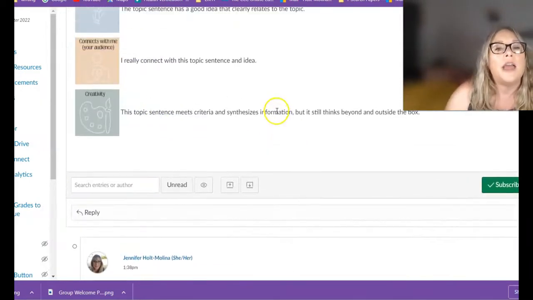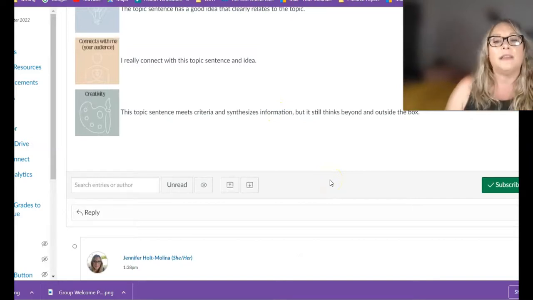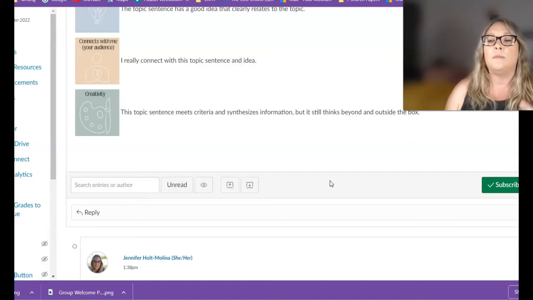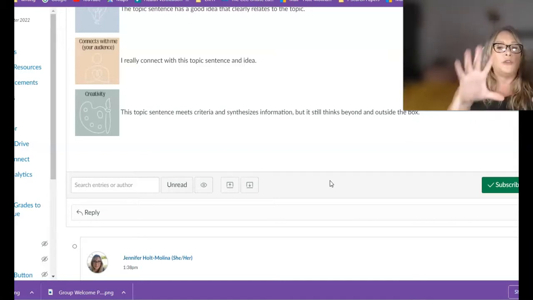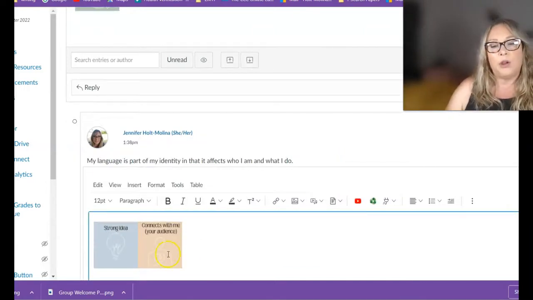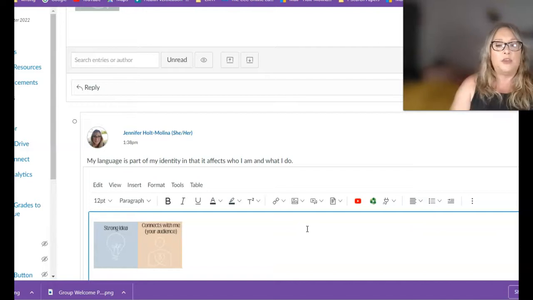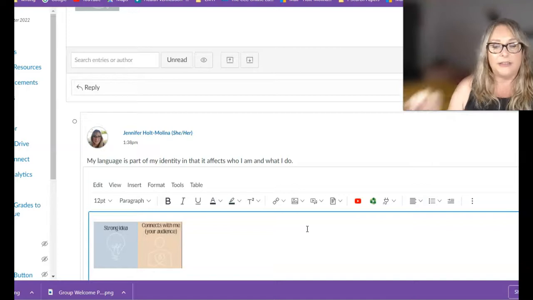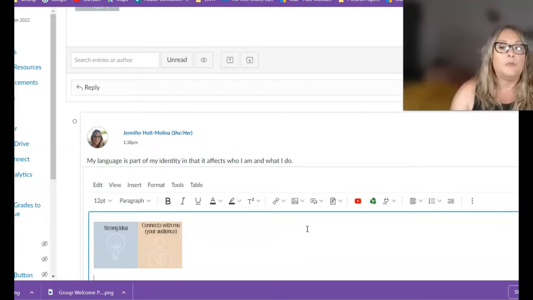And I'll go up and look at the other badge, creativity. This topic sentence meets criteria and synthesizes information, but it still thinks beyond and outside the box. So it's taking the criteria and putting all the things together, but it's still a little bit interesting. I'm going to say it's not the most creative topic sentence, so I'm going to only award these two badges. Then, if you want to make a comment afterwards, you can, but you are not required to do so. I want you to have the freedom to give those positive awards to the topic sentence, and then decide to put whatever else you want.